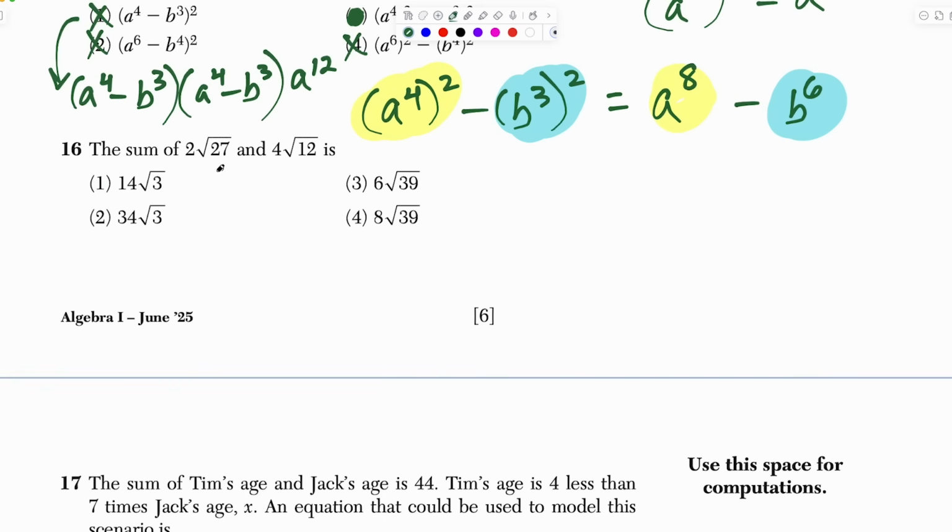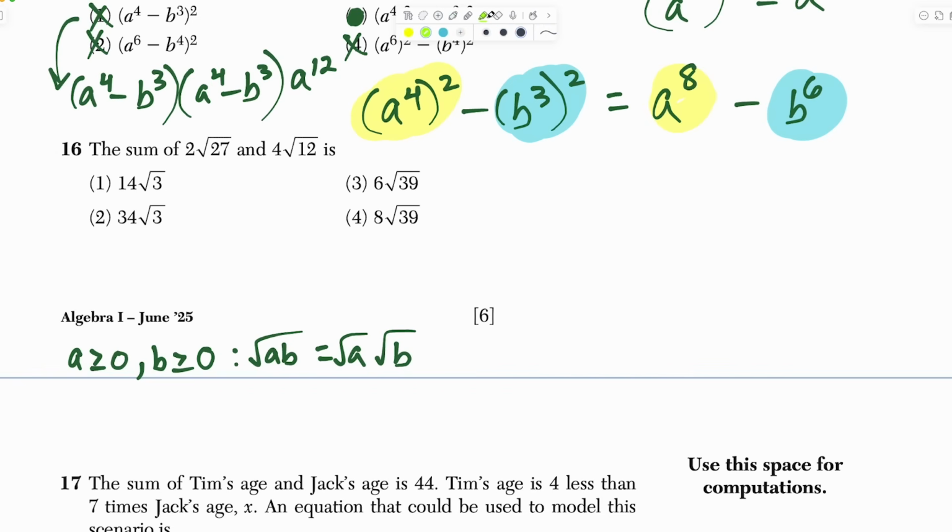Question 16, the sum of 2 square root 27 and 4 square root 12 is... and for this one, we have to know how to simplify radicals and add radicals together. We could just use the calculator for this, but I'm just going to show how to do this algebraically, in case a question like this does show up in the part 2 or 3 section. So when you have values a and b that are both greater than or equal to 0, you can say that the square root of a times b is equal to square root a times square root b. So this is a major idea that we're going to use for this question.